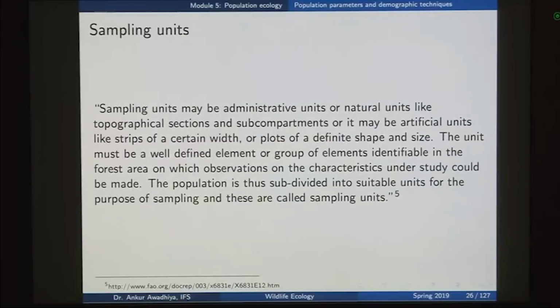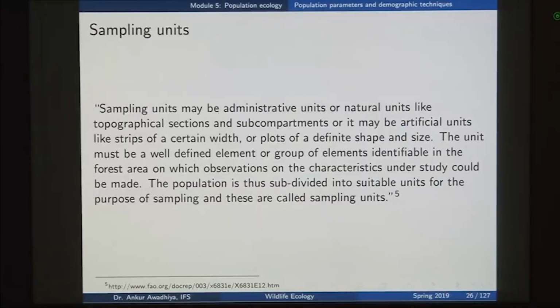Sampling units may be administrative units or natural units like topographical sections and sub compartments, or it may be artificial units like strips of a certain width or plots of a definite shape and size. The unit must be a well defined element or group of elements identifiable in the forest area, on which observations on the characteristics under study could be made. The population is then subdivided into suitable units for the purpose of sampling, and these are known as sampling units.